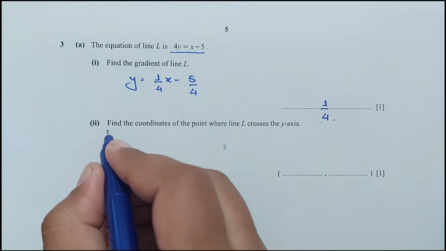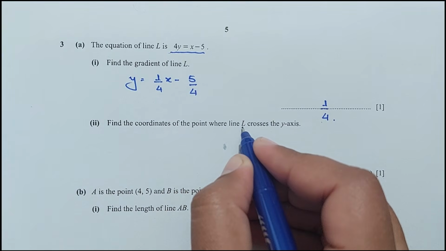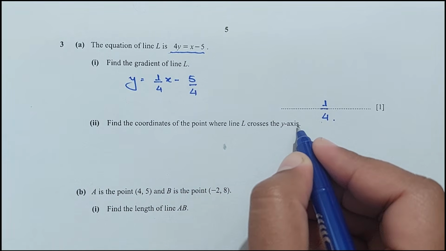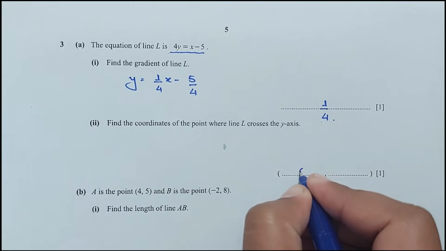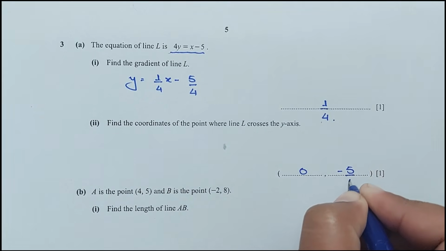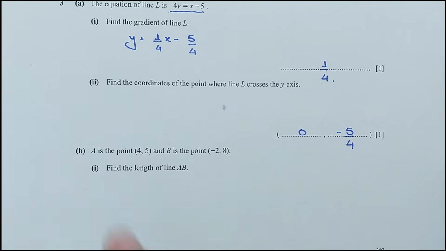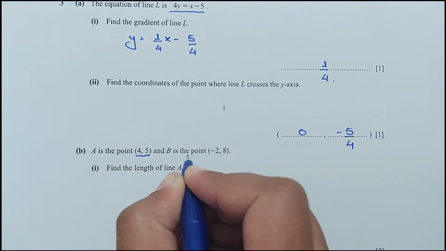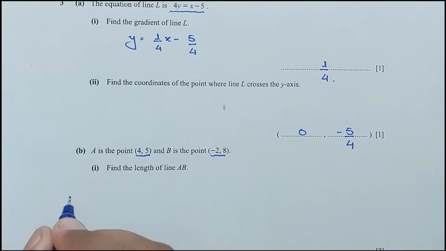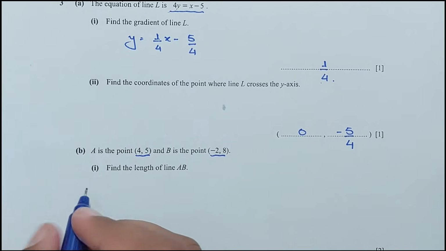Now for the second part, find the coordinates of the point where the line L crosses the y-axis, the y-intercept basically, which is 0 and -5 by 4. This is the y-intercept. Now for part B, A is the point 4, 5 and B is the point -2, 8. Number 1, find the length of line AB.